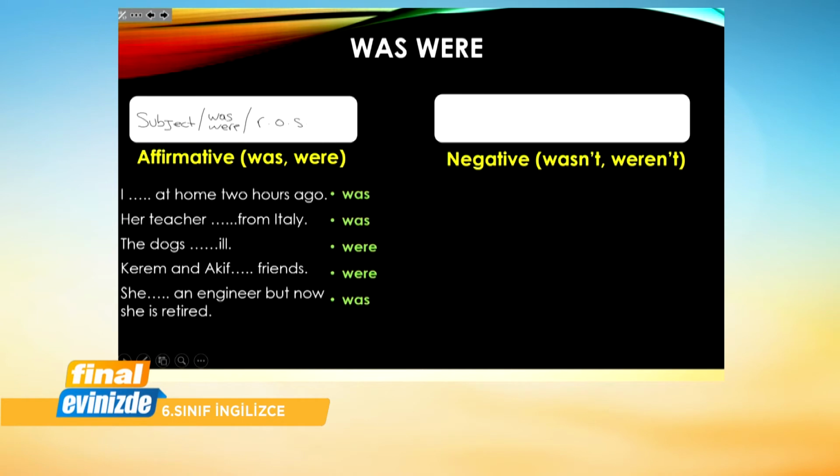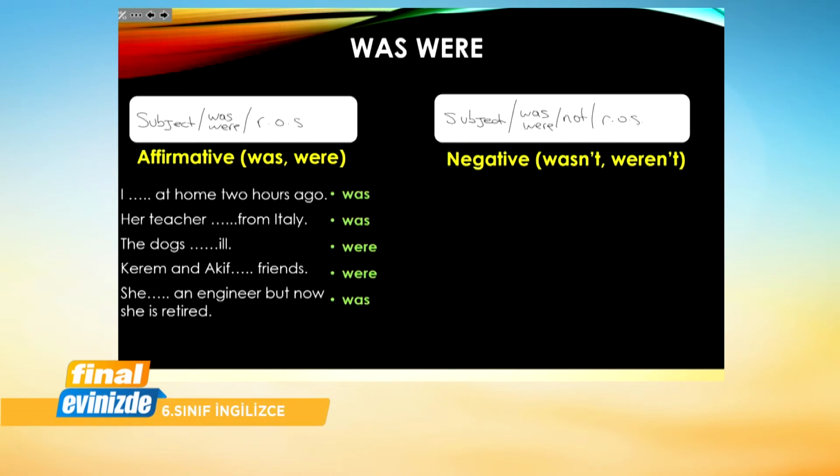If you want to build a negative sentence, then you need to put subject plus was, were plus not and rest of the sentence. Okay?